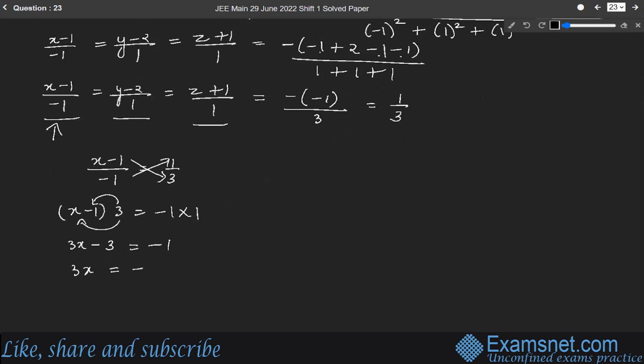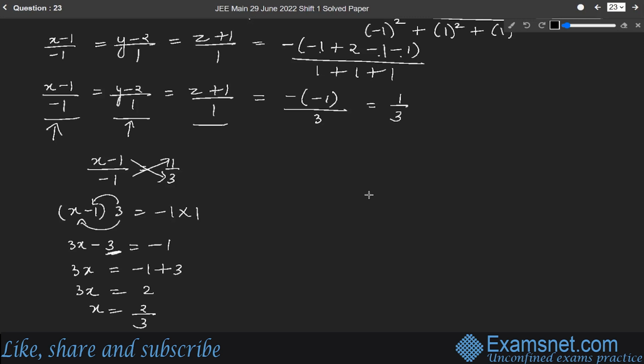So 3x will be equal to minus 1 plus 3. When this 3 will go to the right hand side, it will be positive. So 3x will be equal to 2. Minus 1 plus 3 is 2. So x will be equal to 2 by 3. Similarly, we can calculate the value of y and z.